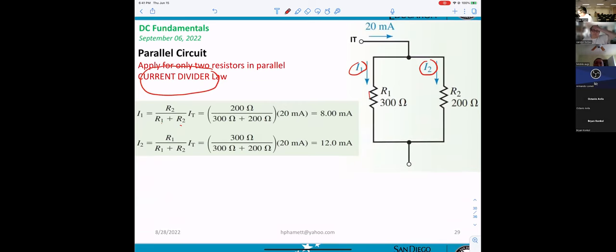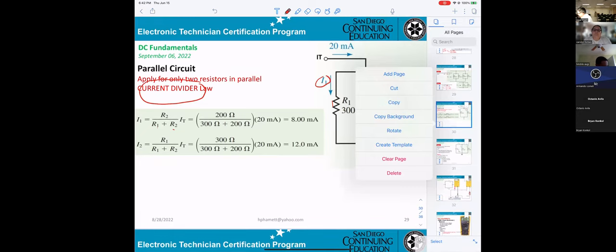By the way, I'm talking about voltage divider. Divider law. That's for a series circuit.